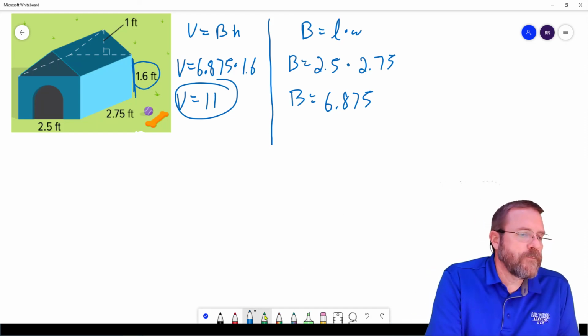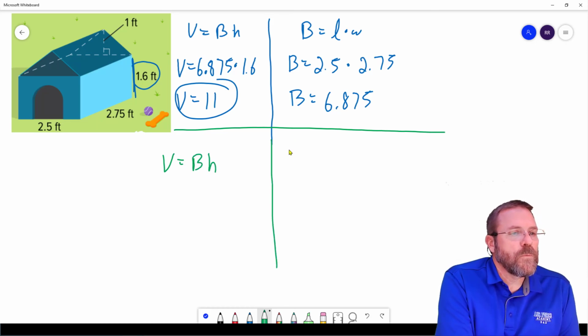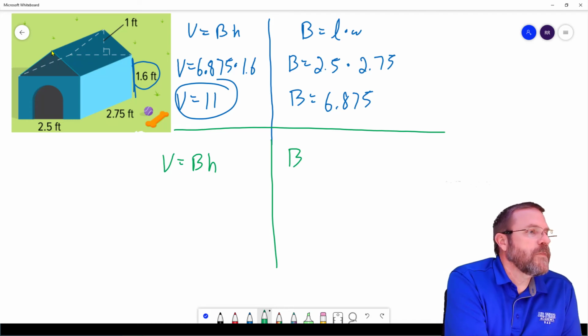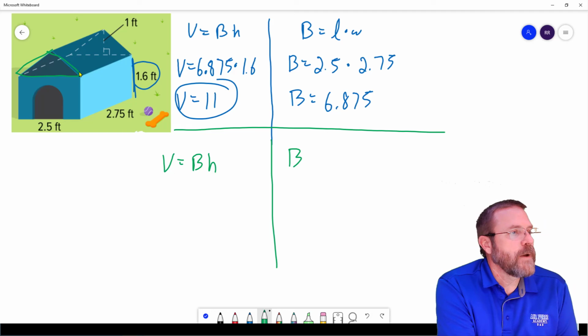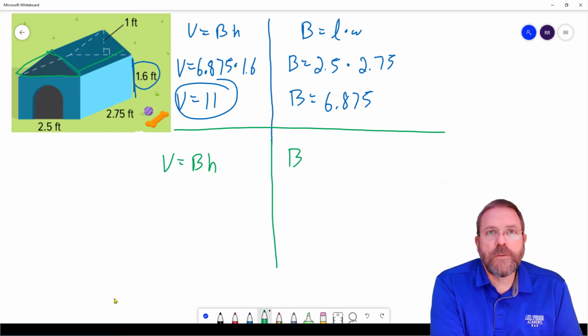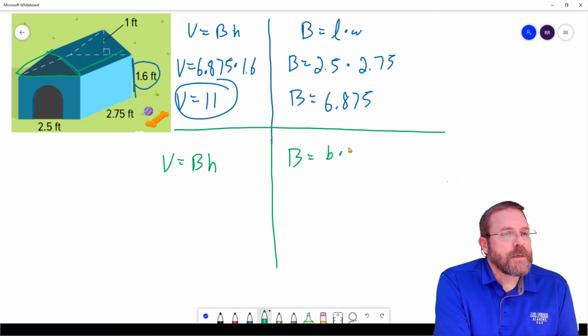Now we're going to find the volume of the triangular prism. Once again, volume is equal to base area times height, but the base area is where things are going to get interesting, because this triangle right here, that's going to be my base. The height is the distance between the triangular bases. The formula for area of a triangle is base times height divided by 2.